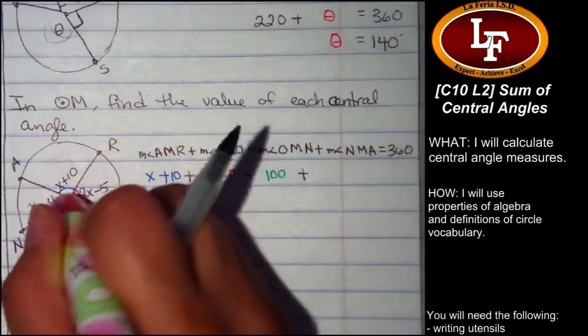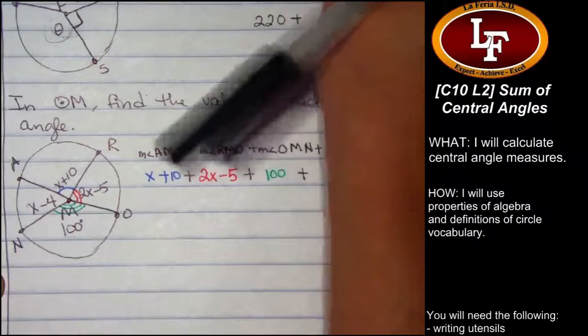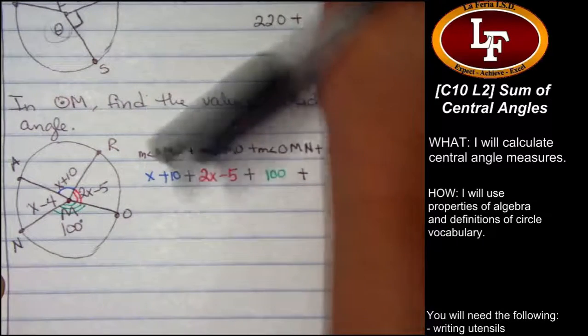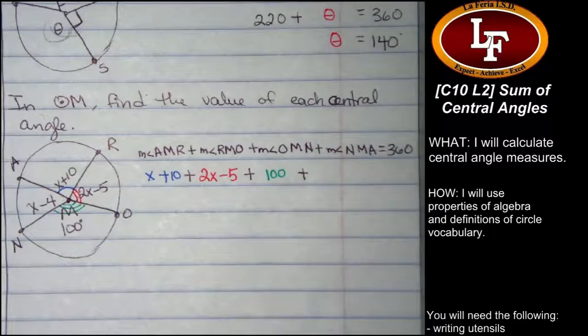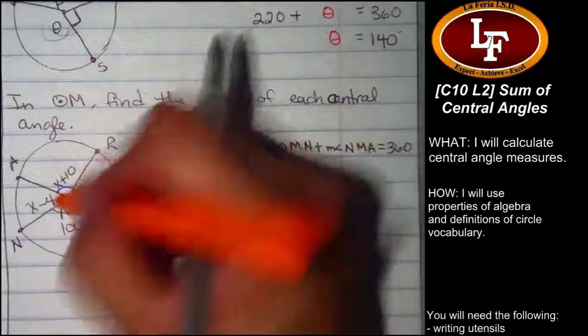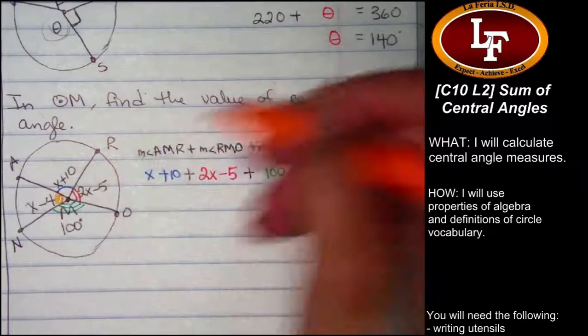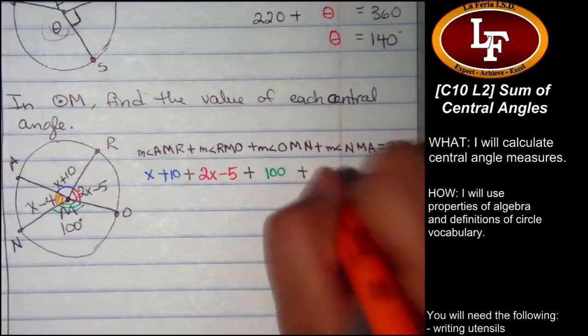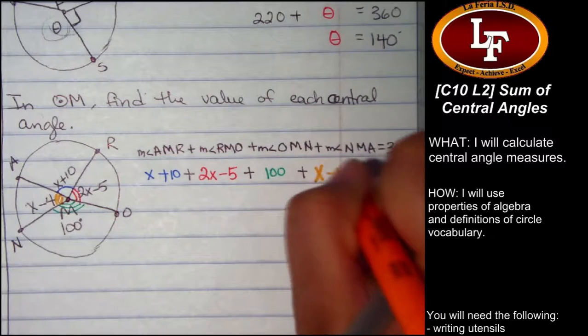Oh goodness, this pen doesn't want to write. Nope, this pen is dead. Okay, goodbye, pen. I'll use orange. This angle right here, and that looks like it's x minus 4.